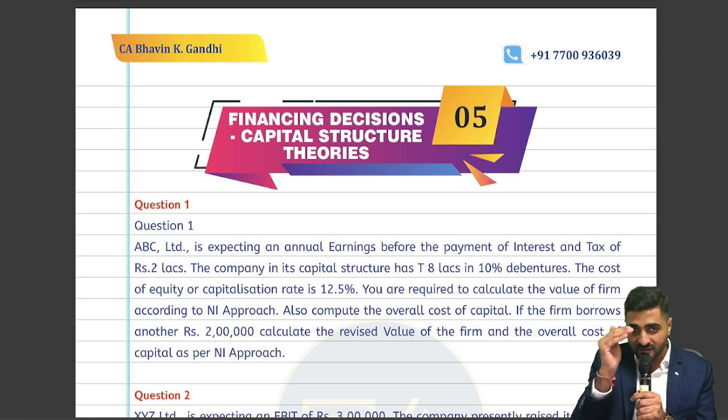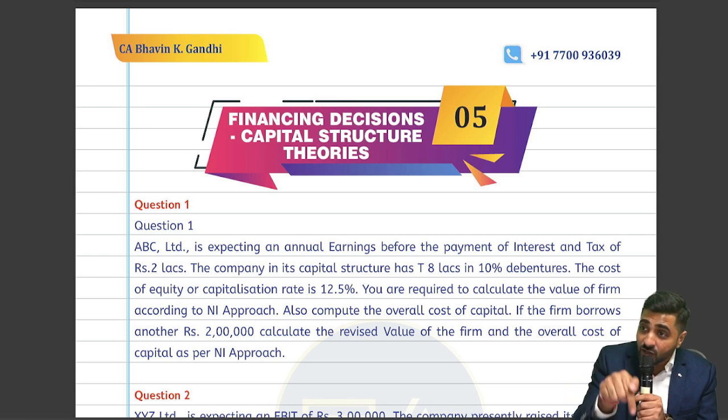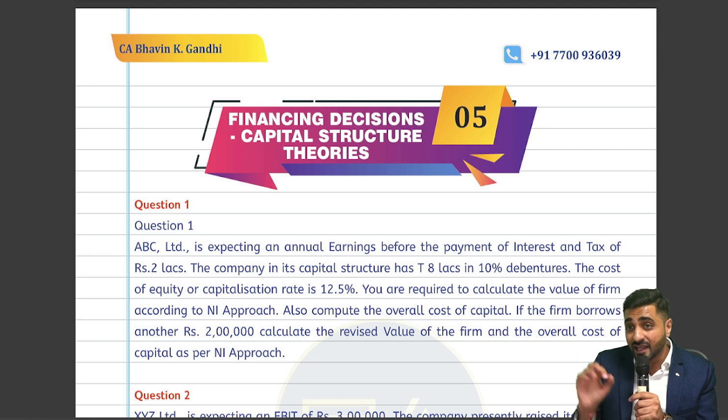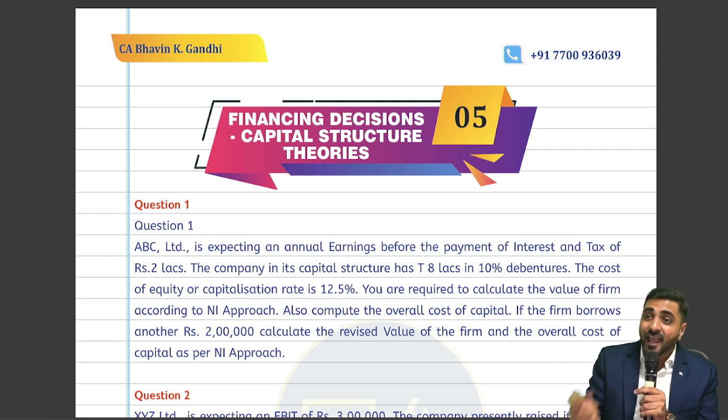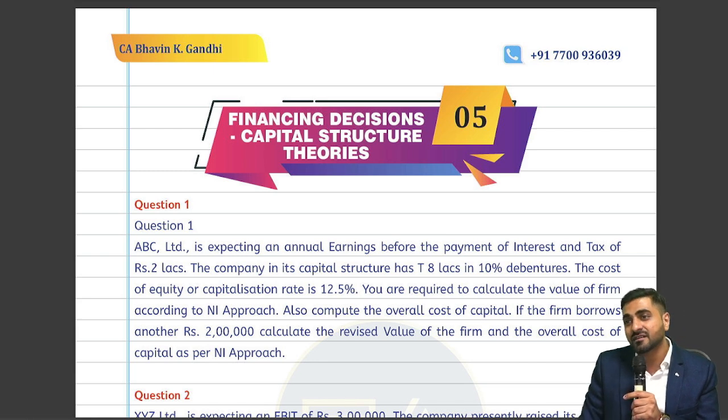Specific cost, 9 formulas: KD irredeemable, KD redeemable, KP irredeemable, KP redeemable. KE has how many approaches? 5. We discussed that, including the dividend yield and growth approach. We did questions on dividend. And in WACC, how many types are there? 3 types: book value, market value, marginal value. We did questions on book value, market value, and also marginal value, and these different adjustments also.